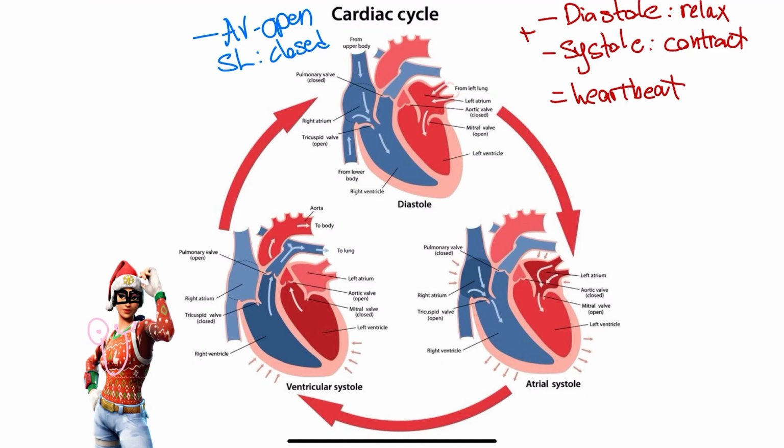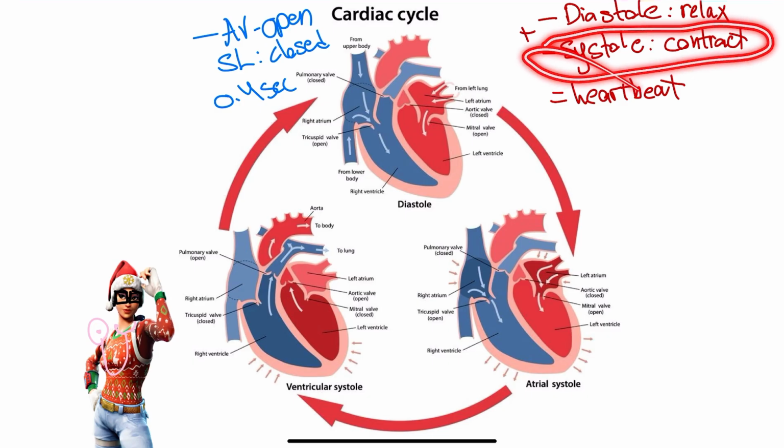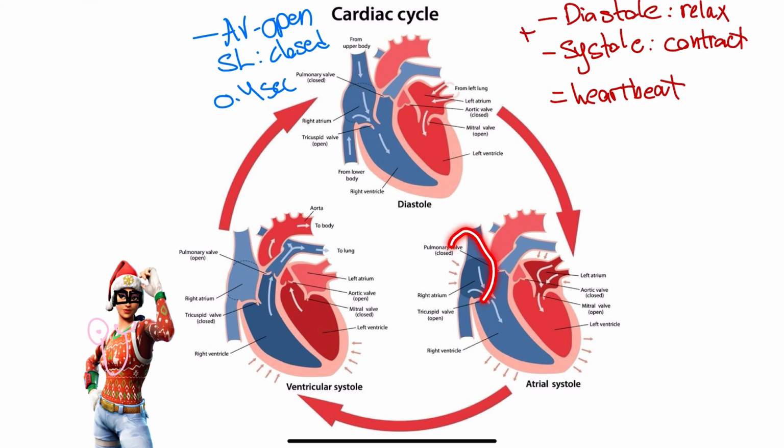So I'm going to do 0.4 seconds. And then we move on to atrial systole. So let's go back here. Systole means contract. And what's contracting? Atrial. So our atrium is contracting. So the atria starts contracting to really empty out as much blood as it can into the ventricles.